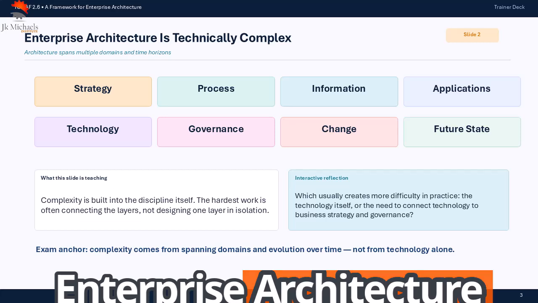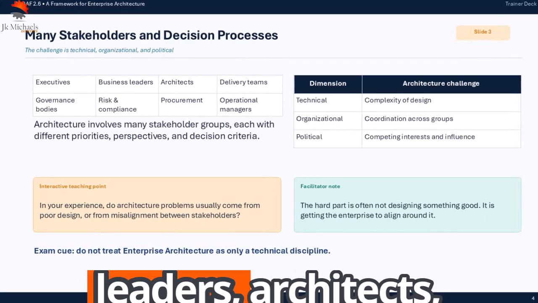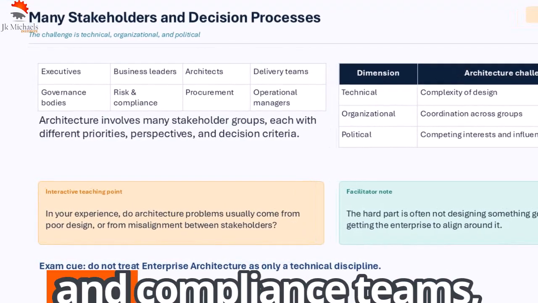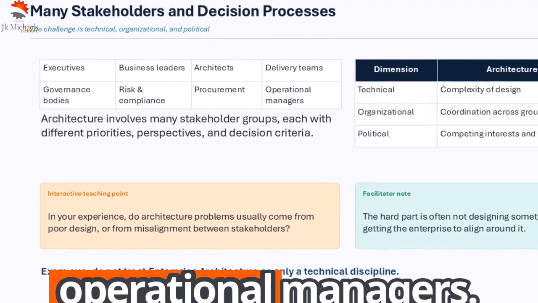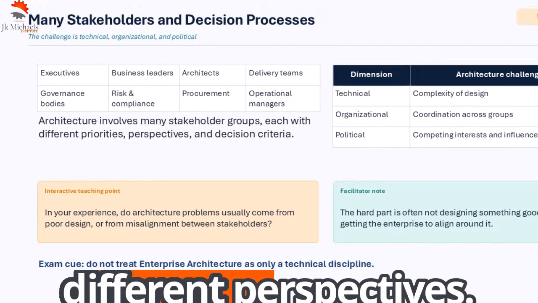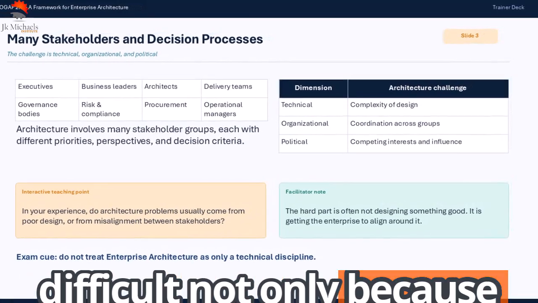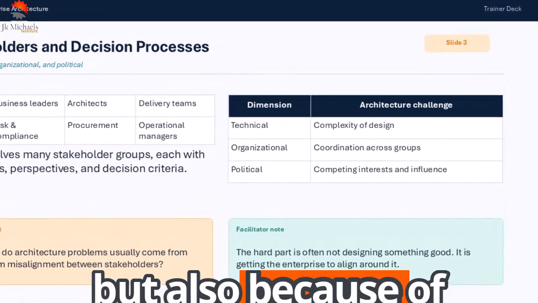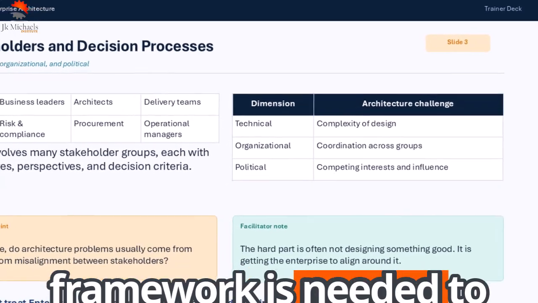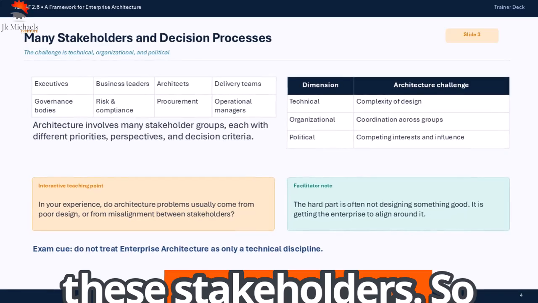Enterprise architecture also involves many stakeholders. It involves executives, business leaders, architects, delivery teams, governance bodies, risk and compliance teams, procurement, and operational managers. Each of these groups has different priorities and different perspectives. That means architecture is difficult not only because of technical complexity, but also because of organizational and even political complexity. A framework is needed to create order, consistency, and alignment across all of these stakeholders.